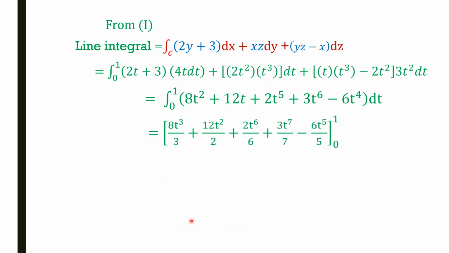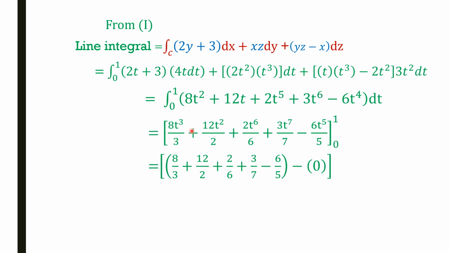Okay, and if we take the integration, t square is t cube by 3, integration of t is t square by 2, integration of t raised to 5 is t raised to 6 upon 6, integration of t raised to 6 is t raised to 7 upon 7, minus as it is, integration of t raised to 4 is t raised to 5 upon 5. This 8, 12, 2, 3 minus 6 as it is, and just apply the limits. Take t is equal to 1 for upper limit and then t is equal to 0 for lower limit. Upper limit minus lower limit. So 8 by 3, 12 by 2, 2 by 6, 3 by 7, minus 6 by 5, and for lower limit the t is 0, therefore all the values become 0, and therefore answer is 8.2252285. Okay, so this is the value of line integral for this vector point function f bar along the given curve, isn't it? So in this way we have solved some examples related with line integral and work done.